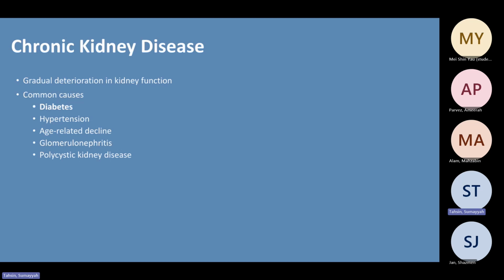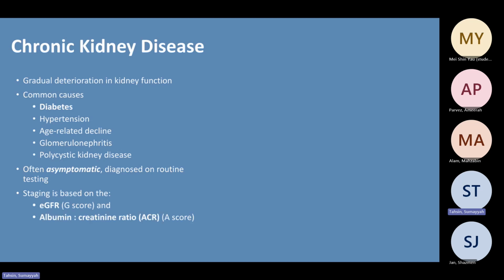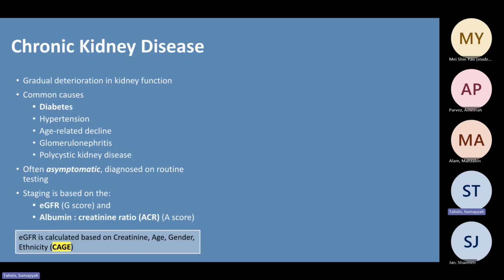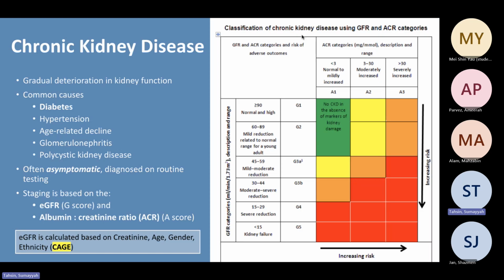Now, chronic kidney disease is often asymptomatic and it's diagnosed on routine testing. Unless the patient has very late-stage kidney disease, they might present with symptoms. So we stage chronic kidney disease according to the eGFR, which is the estimated glomerular filtration rate, and this is calculated based on the patient's creatinine, their age, their gender, and their ethnicity. And then we also use the albumin-creatinine ratio as well. So on the right here, we can see the staging.